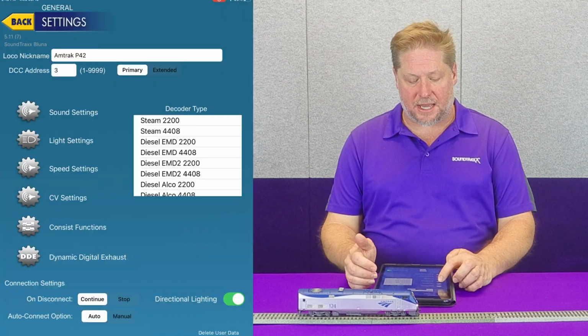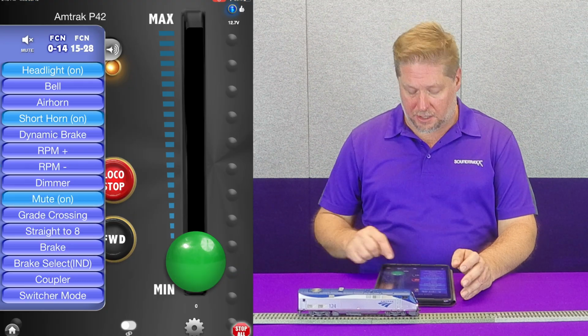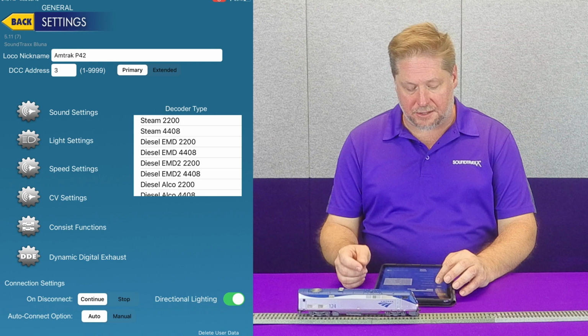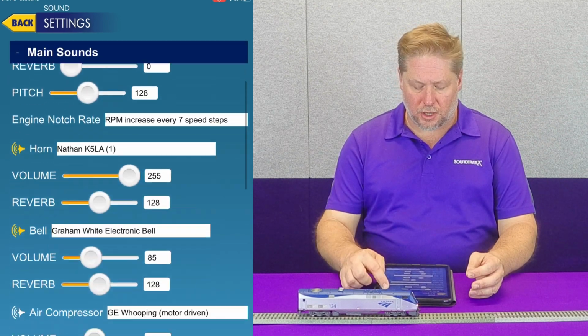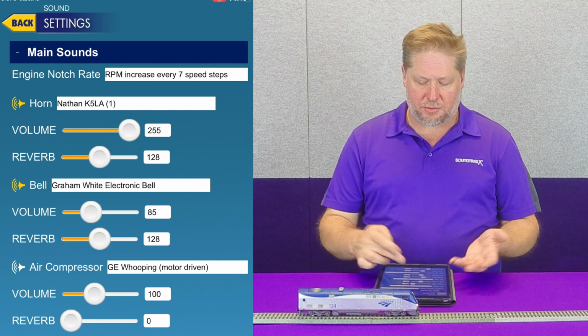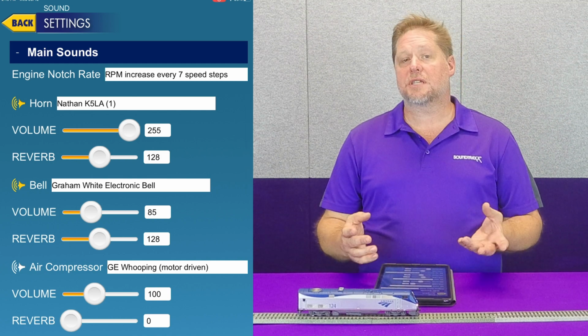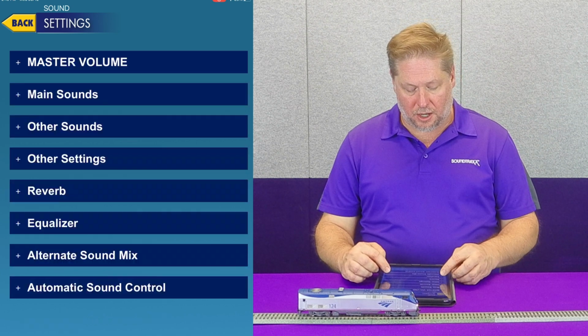We're going to go to Sound Settings. First, I'm going to mute the locomotive so you can hear me a little better. We're going to go to Sound Settings, Main Sounds, and as you scroll up here, you see this Graham White electronic bell, and we have our volume and reverb settings, but you don't see crossing logic. That's because this is considered one of these other settings.